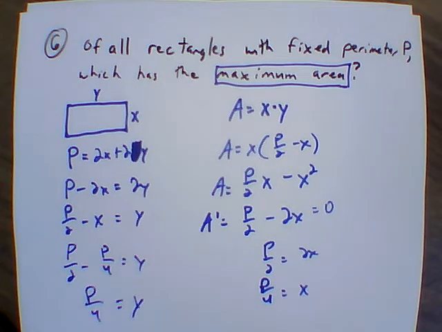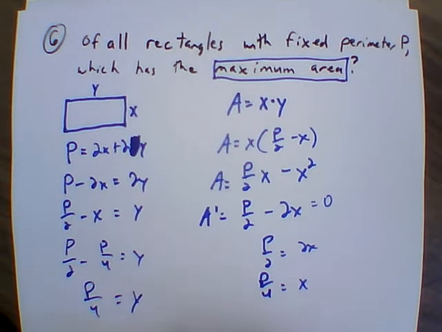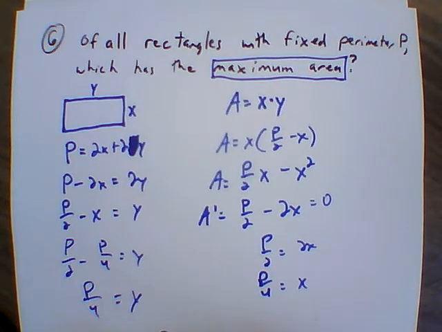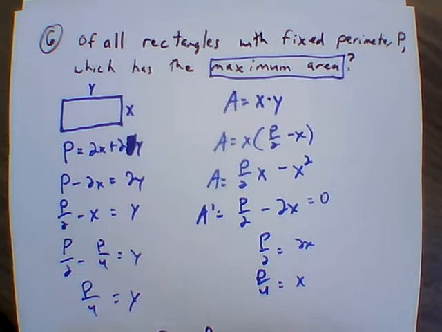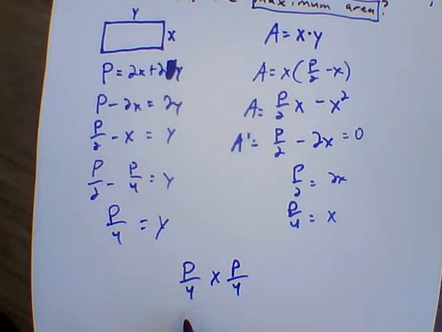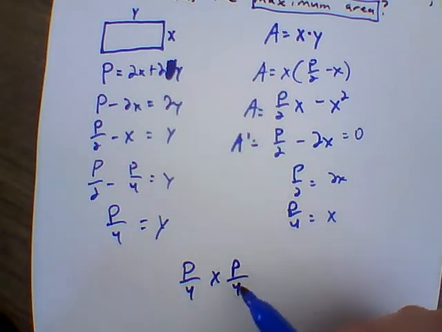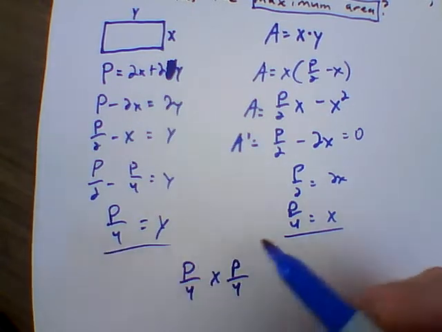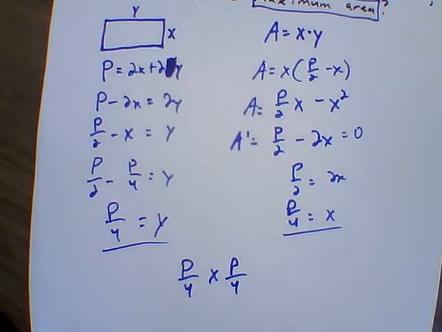So what we find out is that the dimensions would be p over 4 by p over 4 inches, feet, whatever units this would be in, because these would be our values. So we see that a square actually maximizes the area of any rectangle, and thus we just proved that.